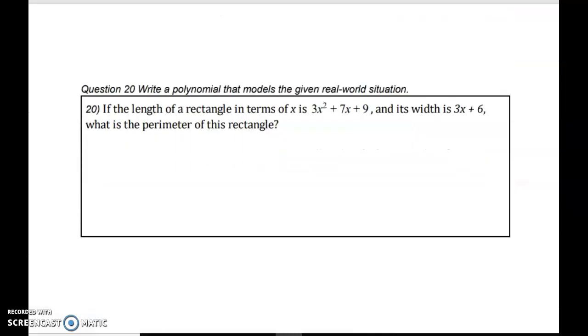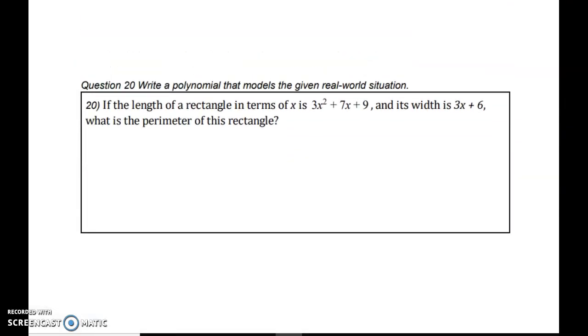Let's see what's next. I think the last one here is a word problem. The length of a rectangle in terms of x is 3x squared plus 7x plus 9, and its width is 3x plus 6. What is the perimeter of the rectangle? So my little help here for you is I would draw a picture of a rectangle, and I'd label the length, and I'd label the width.